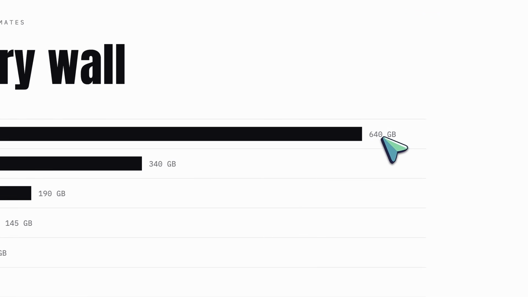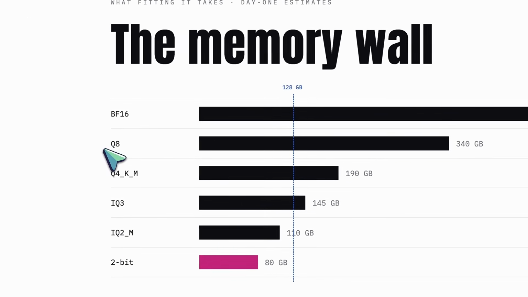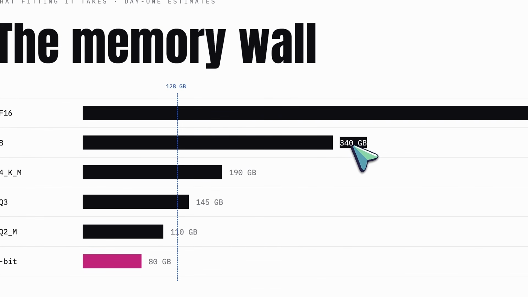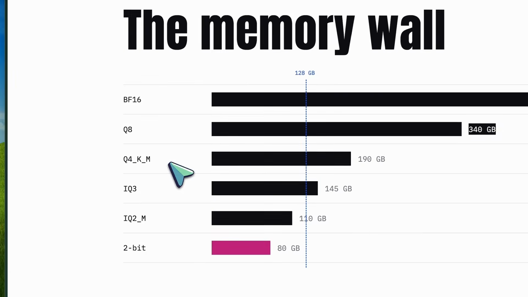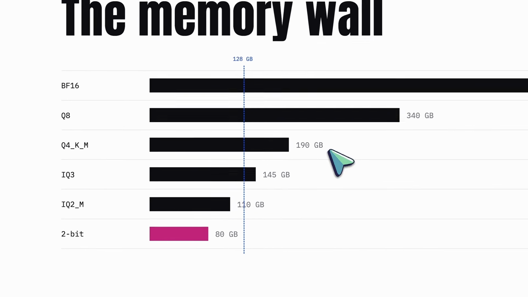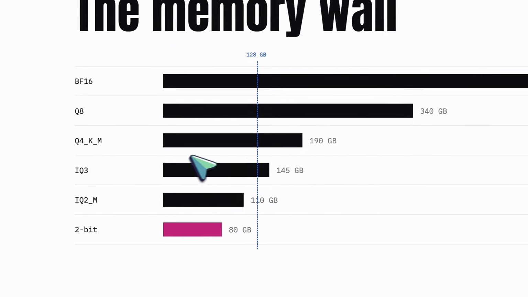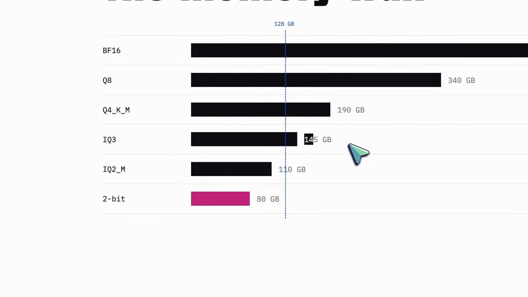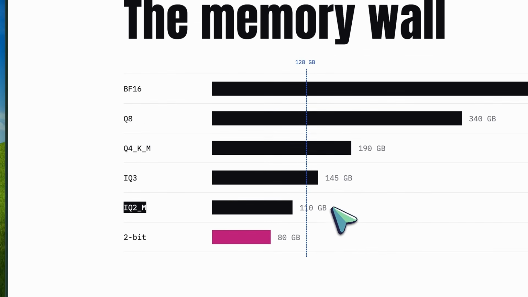The Q8 quant, which is basically lossless, is around 340 gigs. Forget about that one. The Q4 KM quant, which is the sweet spot that everyone actually uses, is roughly 190 gigs. The IQ3 quant is around 145 gigs. The IQ2M quant, which the dynamic quantization methods make surprisingly usable on big MOE models, is roughly 110 gigs. And an aggressive 2-bit dynamic quant should land somewhere around 80 gigs.